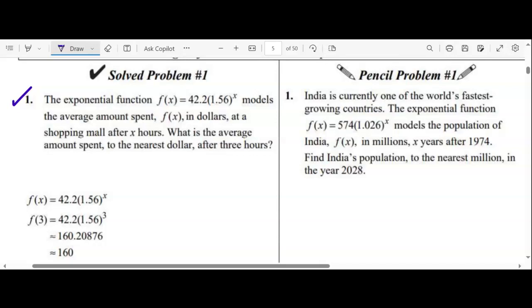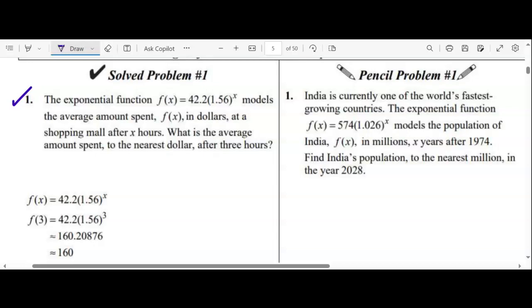So you go to the shopping mall. What is the formula or the model for the shopping mall? This one. After 3 hours, how much are you going to spend in the mall? What are you going to do? This is the model, right? After 3 hours, how much can you spend? Replace x with what? 3. So in the calculator, you put 1.56 to the power of 3.